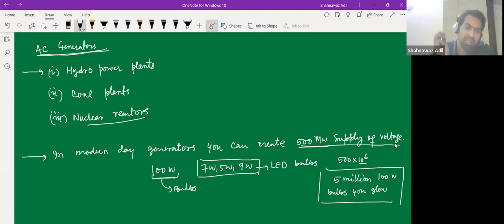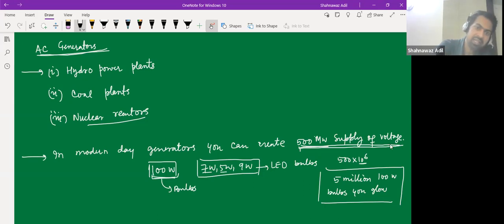So this much power is generated through the modern day generators, right? 5 million bulbs. Can you imagine? 5 million bulbs, and that is of 100 watt, not this 7 watt, 5 watt. So in our houses, generally, how many bulbs do we have? Let's say 10 or 20. So you can glow so many households, right? Using this 500 megawatt supply of voltage.